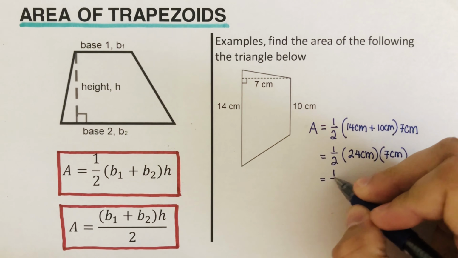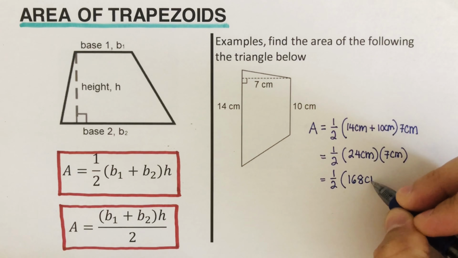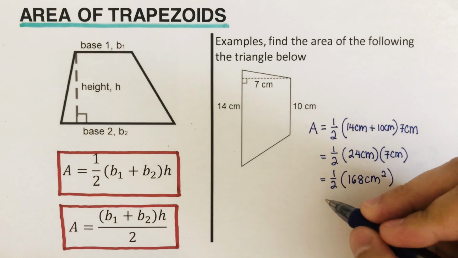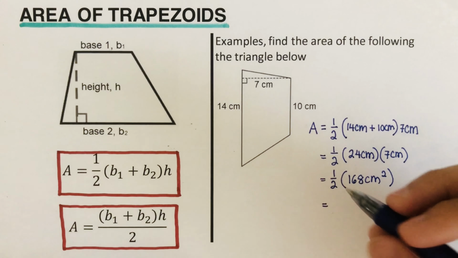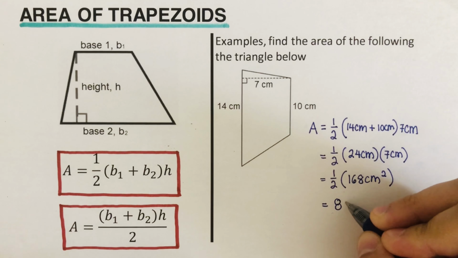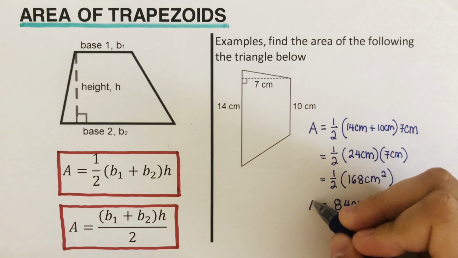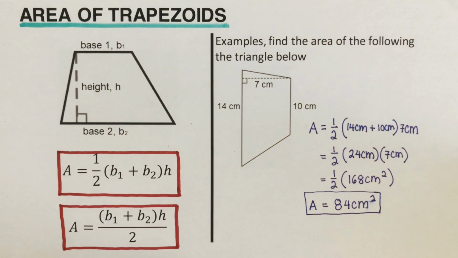So multiply these two together, 24 centimeters times 7 centimeters. So that is half of 168 centimeters squared. And then you can multiply this by 0.5 or you can divide it by 2, just like what is done over here. So if you take half of 168, that would be 84 centimeters squared is the area for this trapezoid. So I put that in a box, and that's the area for this trapezoid.